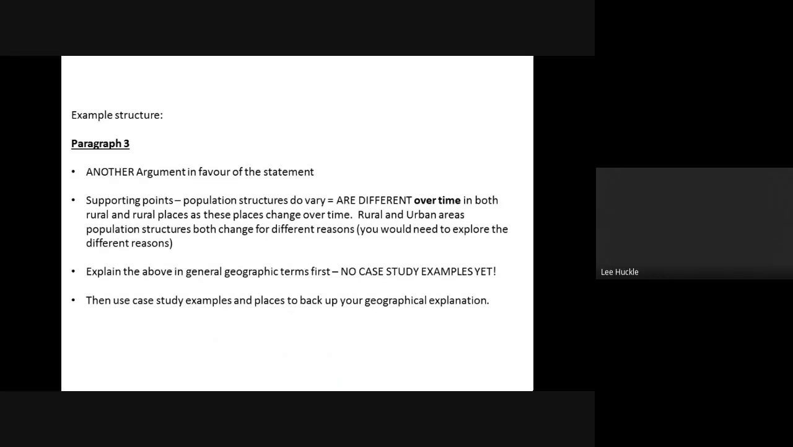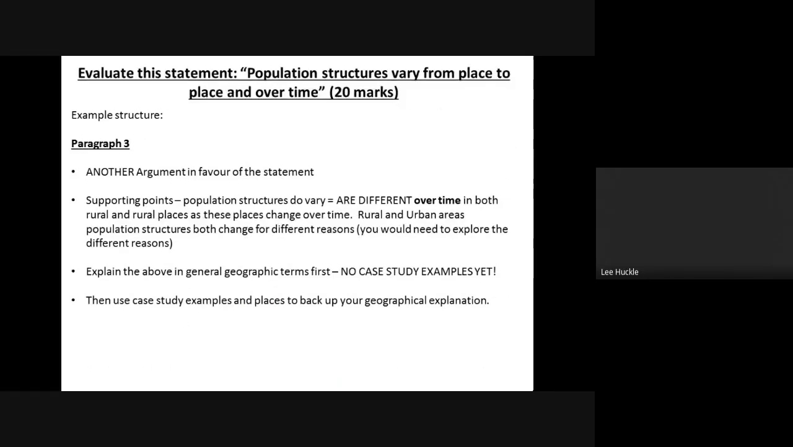So paragraph 3, this is where you're doing exactly the same thing, but for another argument in favour of the statement. So go back to my second or third slide. This supporting point could be population structures do vary, are different, but this time over time in both rural and urban places, as these places change over time. So third bullet point, explain it generally first. No case study yet. Then bring in your case study to back it up and make sure the paragraph is PEELed.